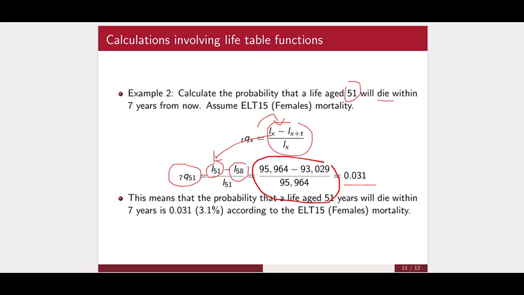When we evaluate this, we're going to get 0.031. This means that the probability that a life aged 51 would die within 7 years is equal to 3.1% according to the female's mortalities.